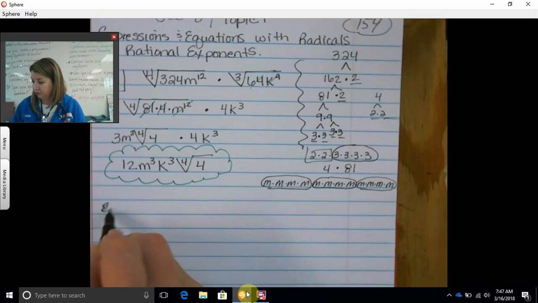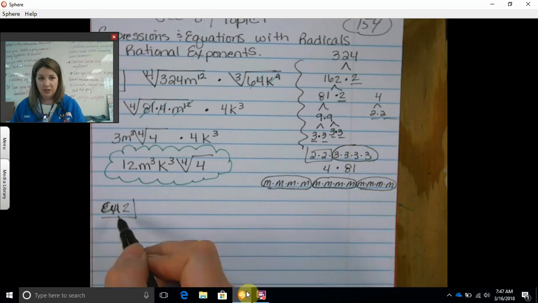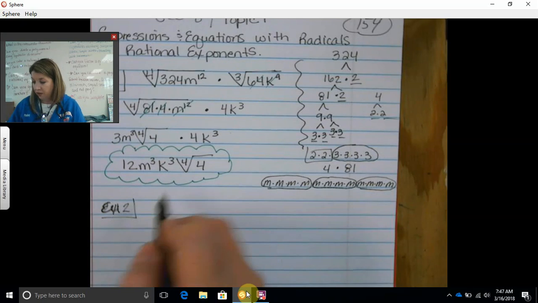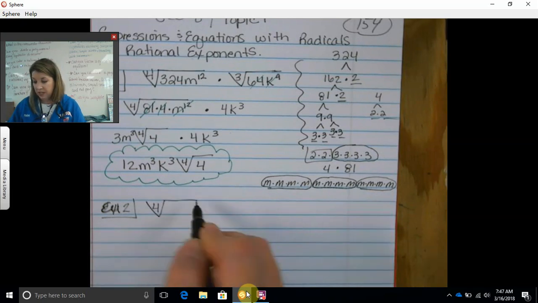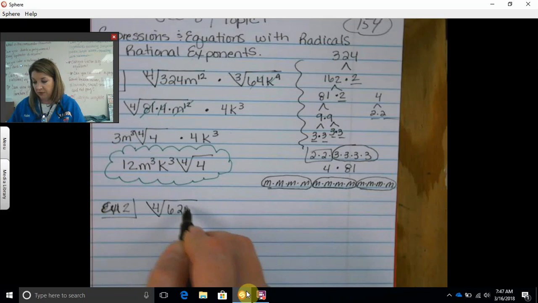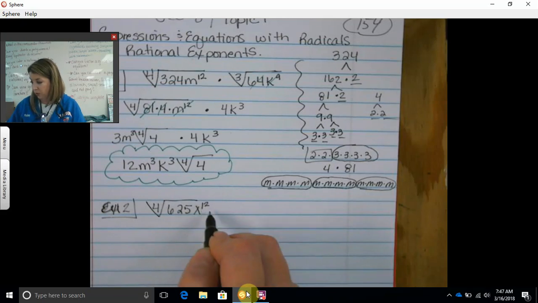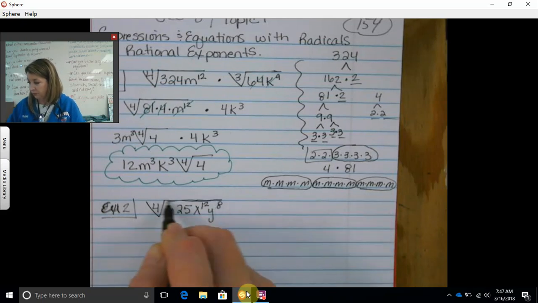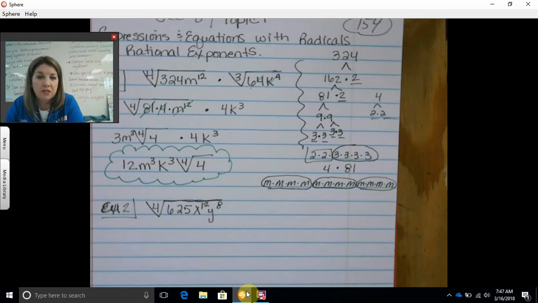Example 2. Although it looks like something crazy, it's the fourth root of 625 x to the 12th y to the 8th. Did I say k? Yeah, sorry. X to the 12th, y to the 8th.